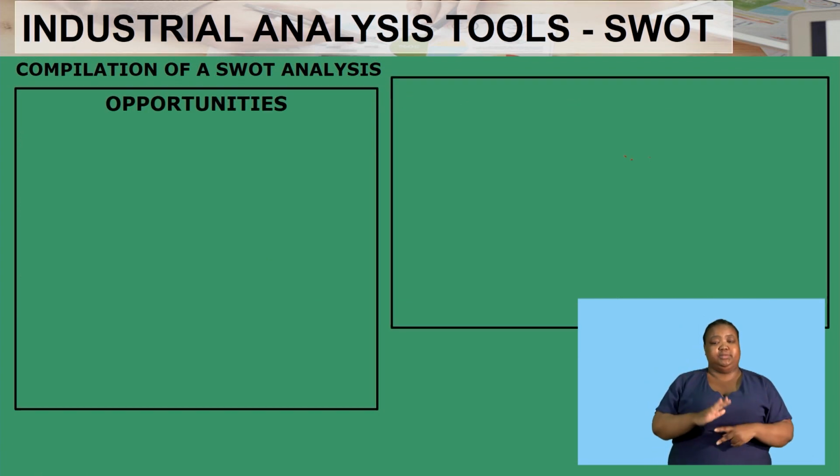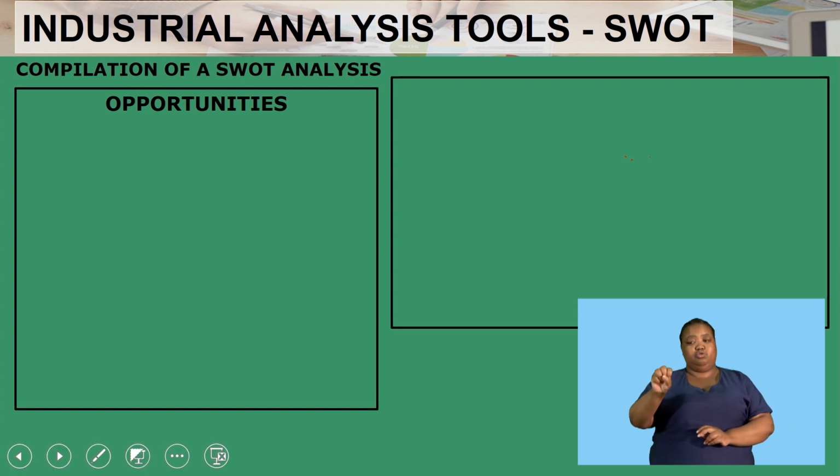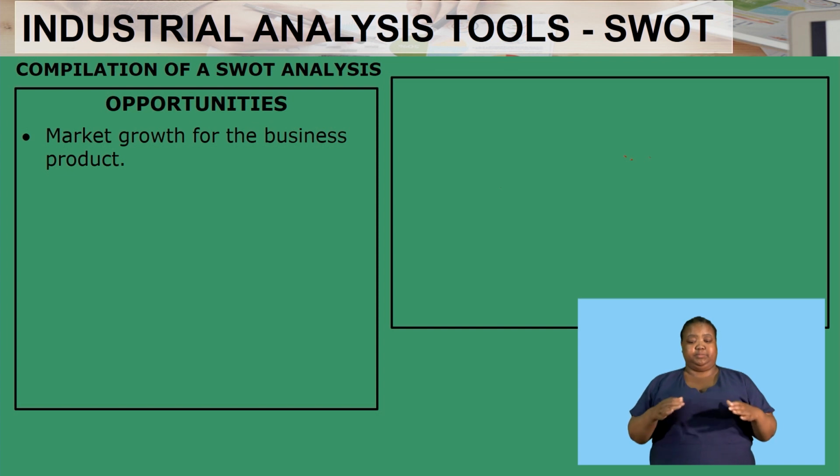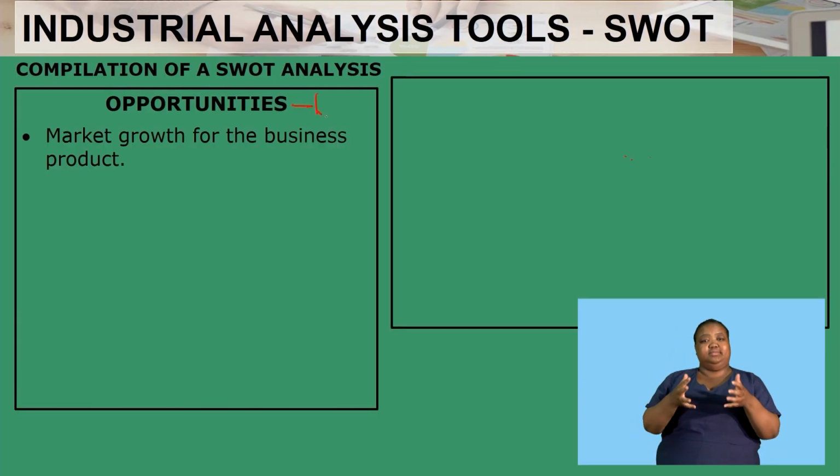Now we will carry on with the opportunities as part of the SWOT analysis. Don't forget, SWOT is an acronym: strengths, weaknesses, and now we're doing the opportunities. So what does it mean by opportunities? It's market growth for the business product. Remember, we want to grow as a business. We are good at this and that, we've got advantages, we've got skilled people. But what are the advantages that can come out of whatever we are doing in the business? Please take note that opportunities are external. I'll explain just now with regards to that.